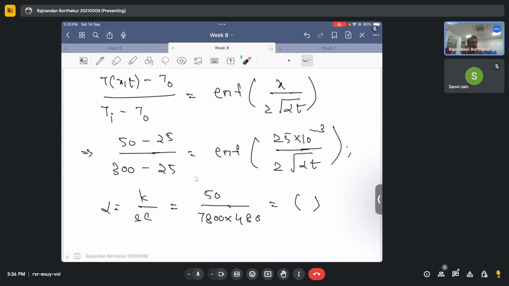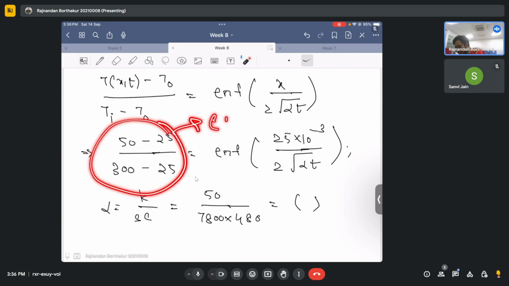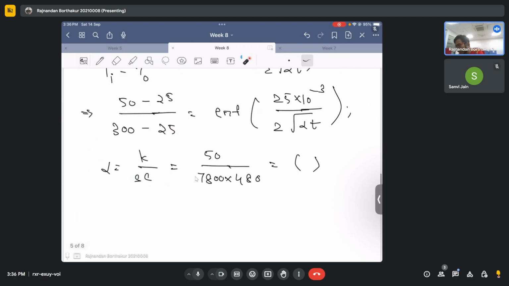Now, this is not so straightforward, because what you need to do is bring this error function to the other side. This is done by using something known as the error function complement. So you just need to evaluate this value and then see what the error function complement of this value is, and when you know it, you can just calculate the time from here. I hope you understood what I mean to say.